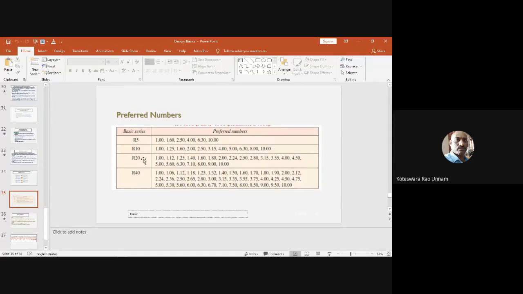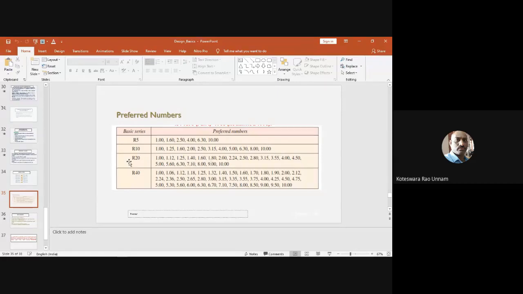Now see, if you compare these two series, R5 and R10, whatever numbers are there in the R5 series, your R10 series will also have those numbers. You can check that also. So here, in addition to the 5 numbers available in the R5 series, you have 5 more numbers in the R10 series. See, 1 is there, 1.6 is also there, 2.5, 4, 6.3, and 10 is there. So in the R5 series, between 1 and 10, you have 5 numbers. In the R10 series, between 1 and 10, you have 10 numbers.